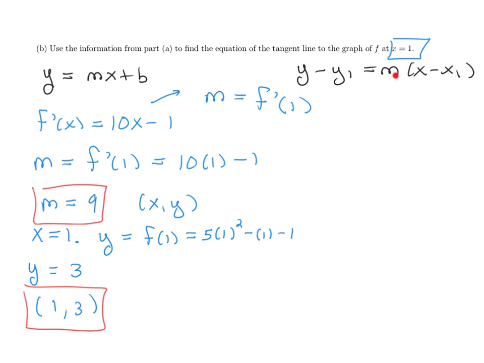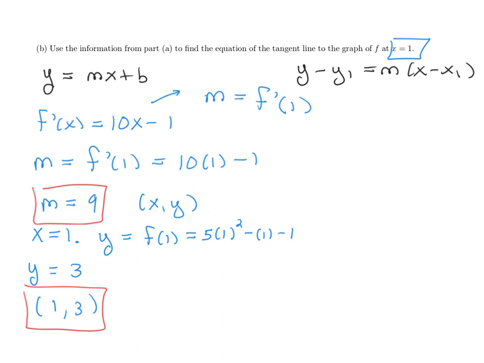You'd put 9 in place of m, you'd put 1 in place of x, and 3 in place of y, and you could simplify it to write an equation like this. Or you can use this point to solve for b. It's pretty much the same thing, whichever way you do it. I will use, I guess, this formula here.